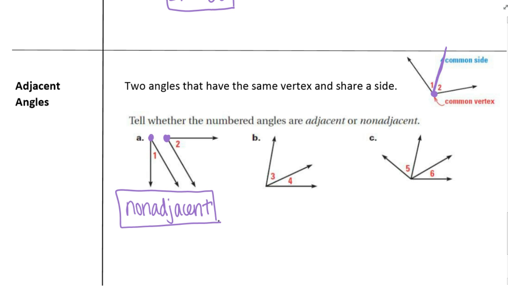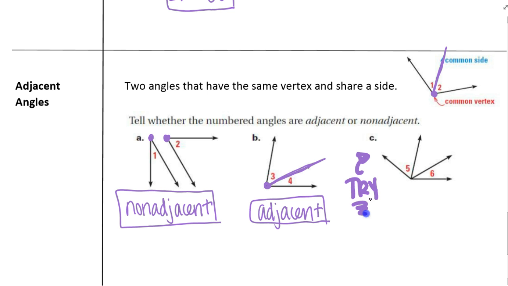So let's look at B. For B, are angle 3 and angle 4 adjacent or not adjacent? Well, they both have the same vertex, and are they like neighbors? Do they share a wall? And they sure do. Right here, look at this ray. They share that wall. So this one here, adjacent. And of course, for C, I would love for you to try that one on your own. If you could try that, bring it to class, that would be excellent.